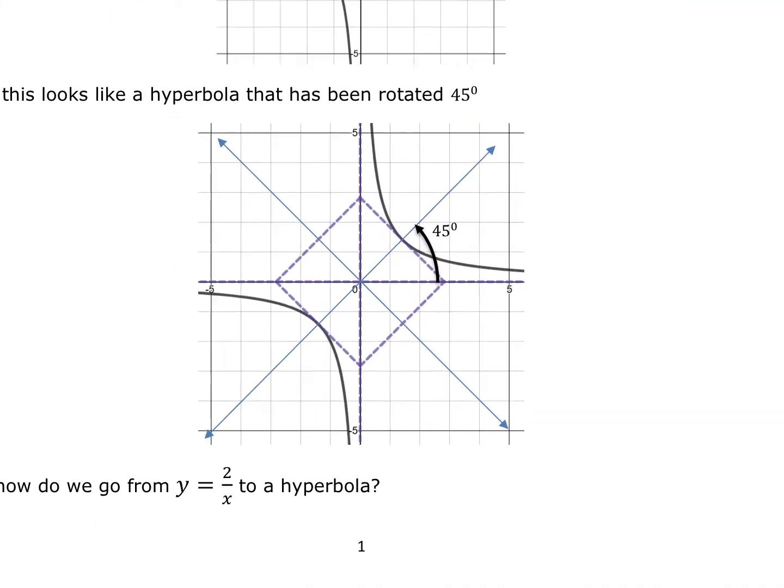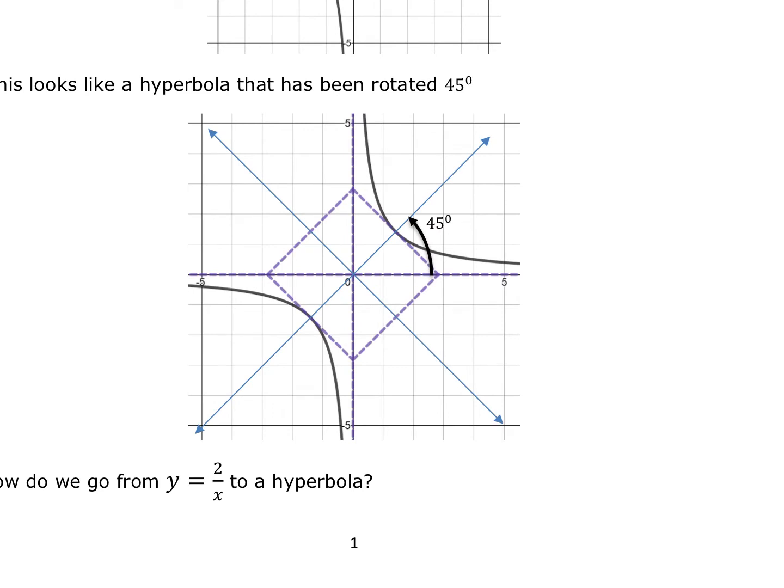So here's my graph. This is my hyperbola rotated 45 degrees. On my x prime axis, I went out a distance of 2. On my y prime axis, I went out a distance of 2, and so here is my hyperbola. Along my x prime axis, it's positive, so that's why the branches of my hyperbola are hugging my x prime axis.